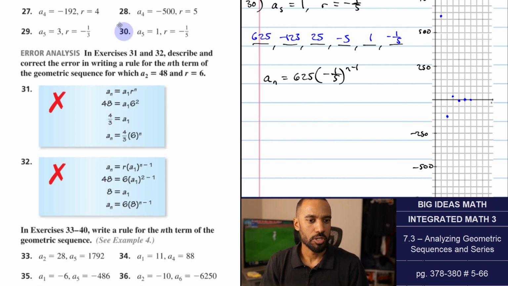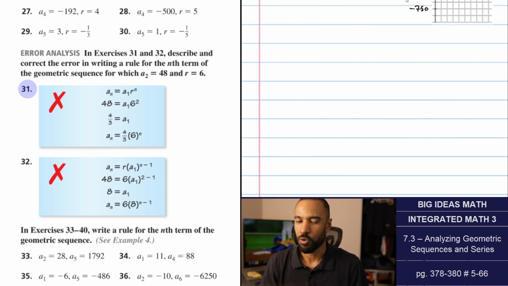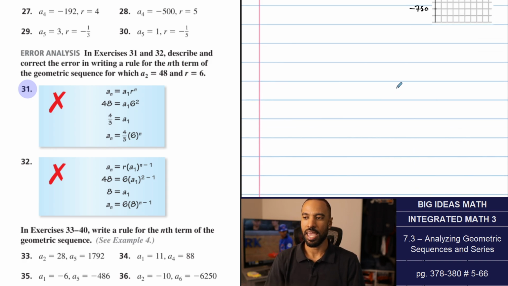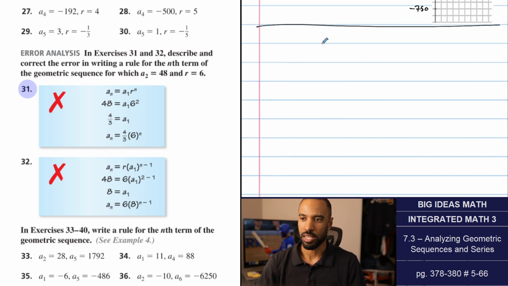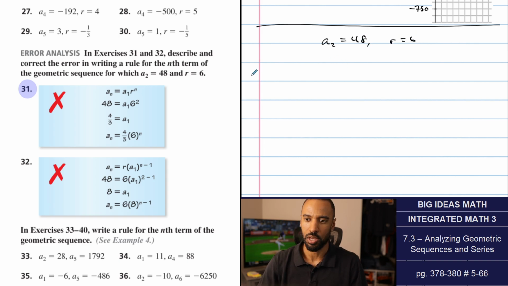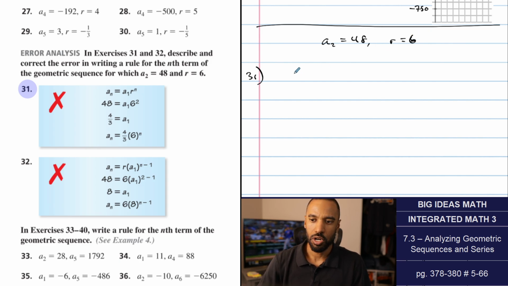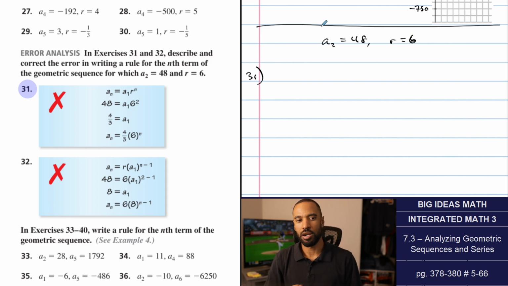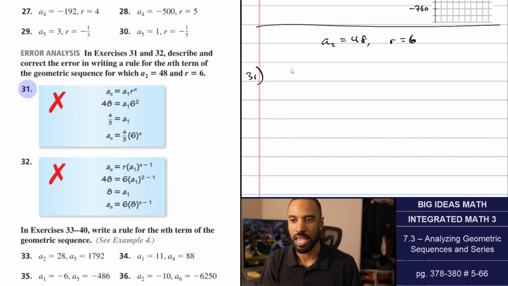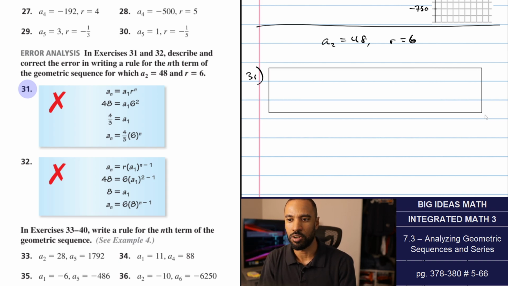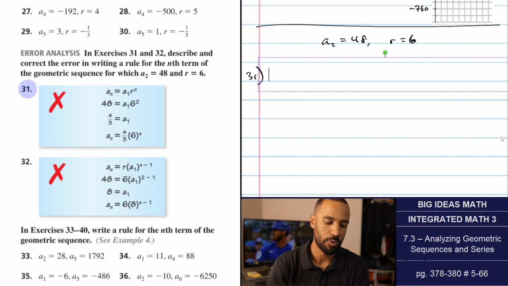Okay, let's do numbers 31 and 32 in error analysis. Describe and correct the error in writing the rule for the nth term in the geometric sequence for which a sub 2 equals 48 and r equals 6. So we're going to use this for both questions, and let's see what they want to say. Number 31, they used their rule with the first term times r to the n power instead of to the n minus 1 power. It's something they even warned about in their lecture portion.